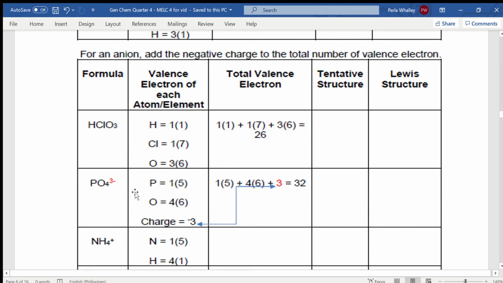So, phosphate ion. Elements present, P and O. P, the number of atoms, 1. Oxygen, 4. P belongs to group 5A, valence is 5. Oxygen belongs to group 6A, valence is 6. So multiply, add, and also add the charge. 5 plus 24 is equal to 29 plus 3 is equal to 32.